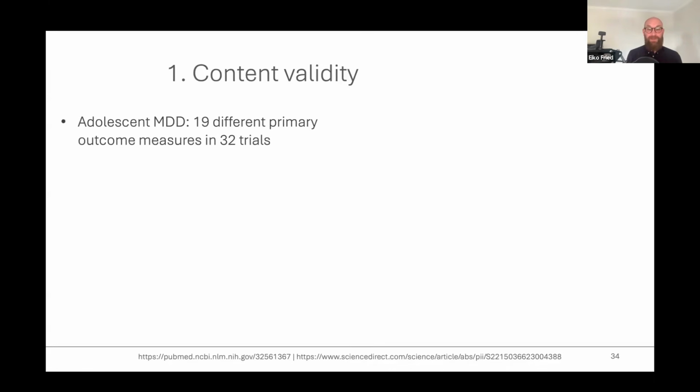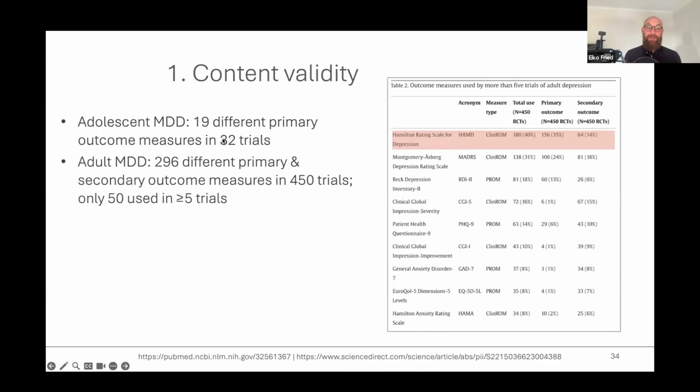There was a recent study, again, you can see the links at the bottom of the screen always. There was a recent study in adolescent MDD where they identified 32 trials and 19 different primary outcome measures were used in these 32 trials, which is sort of crazy, actually, if you think about that. In an adult study for adult MDD, they had 450 trials and they identified about 300 different primary and secondary outcome measures, and only 50 of those were used in over 5 trials, which is also crazy. The Hamilton won this competition, was most commonly used again.